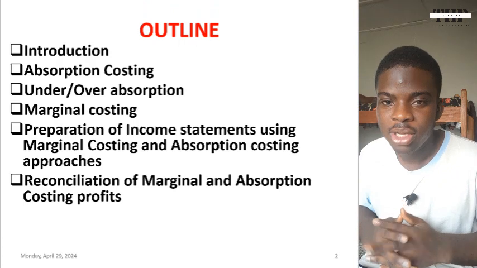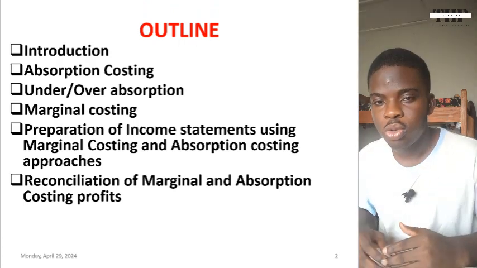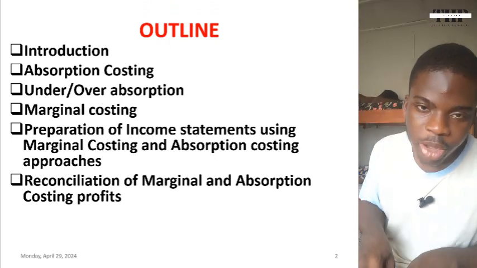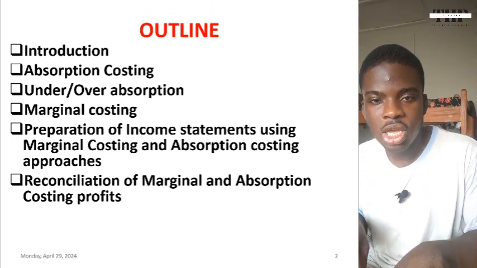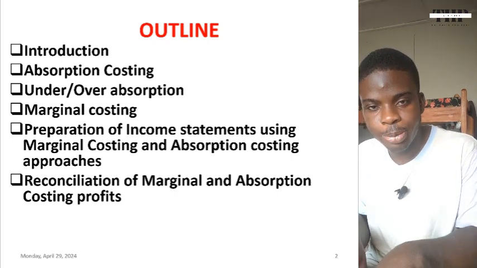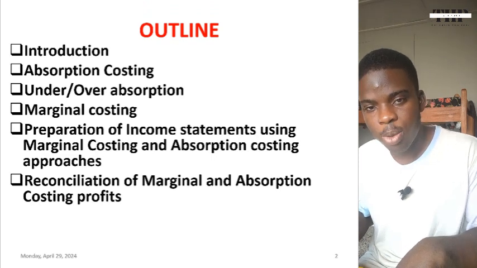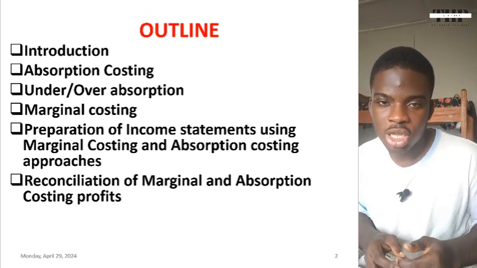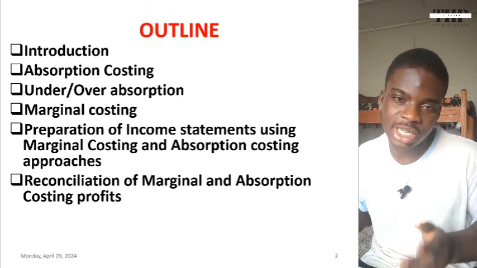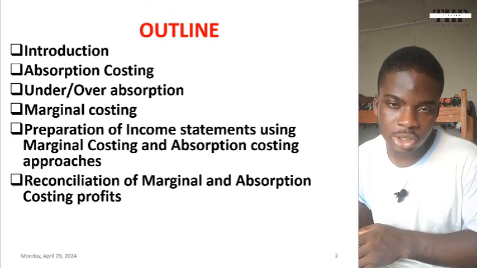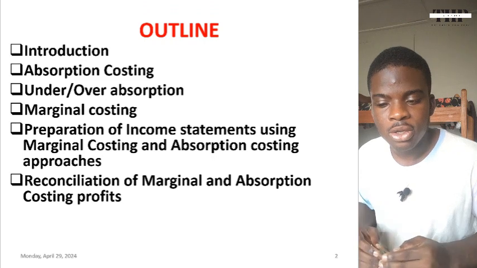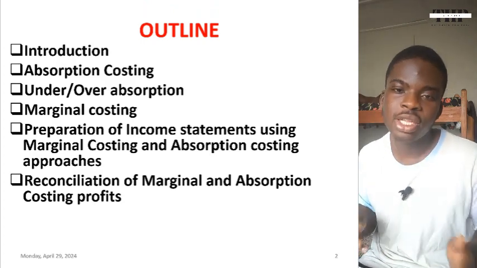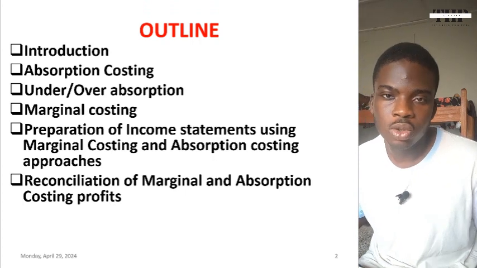So let me just tell you what this whole slide is about right now. We have our introduction, we have our absorption costing, and marginal costing. The whole purpose behind marginal and absorption costing is to prepare our income statement, and we use the two approaches. You use marginal costing to prepare an income statement, and also you use absorption costing to prepare an income statement, right? Now when you do that, you get different profits due to the differences in the method. So the profits for marginal costing will not be the same as the profit for absorption costing. So we have to reconcile the profits and find out what is causing the difference in the profits. Yes, so that's it. Let's begin.